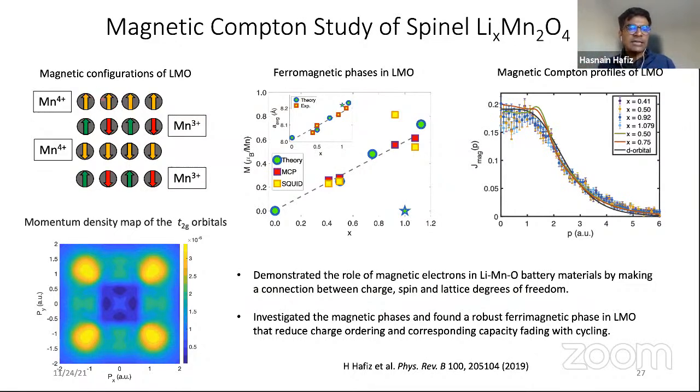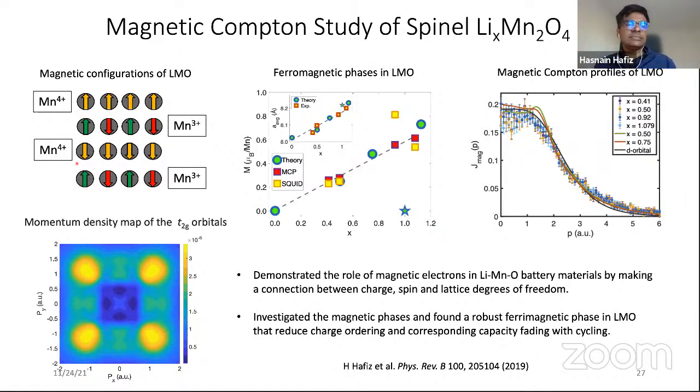The first layer is manganese 4+, and all of them are up. The third layer is manganese 4+, but they are down. In between, you have manganese 3+ with up-down spins. And this particular phase is very stable.